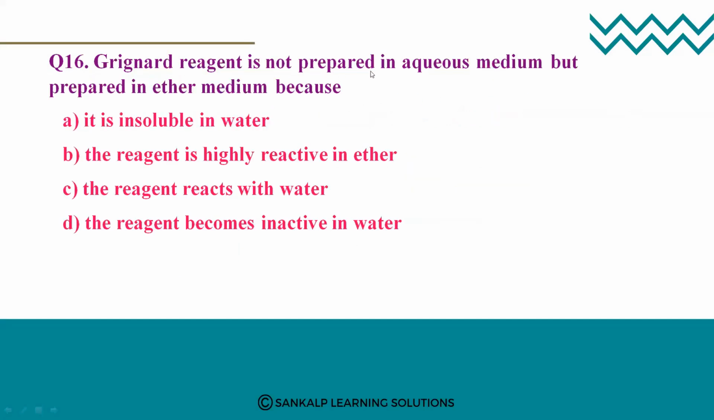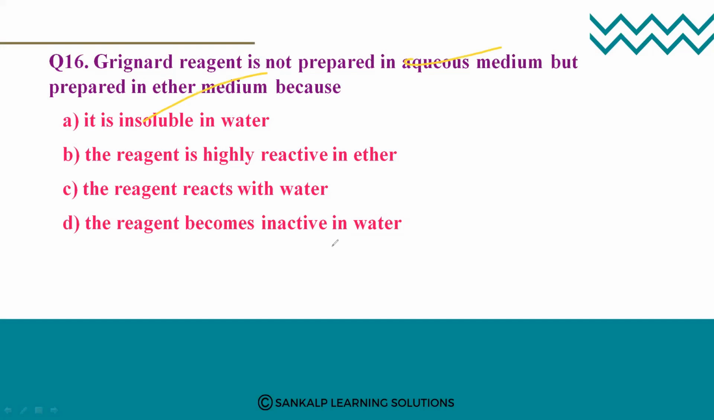Grignard reagent is not prepared in aqueous medium, but prepared in ether medium because: A, it is insoluble in water; B, the reagent is highly reactive in ether; C, the reagent reacts with water; and D, the reagent becomes inactive in water. So why is it not prepared in aqueous medium, but prepared in ether?